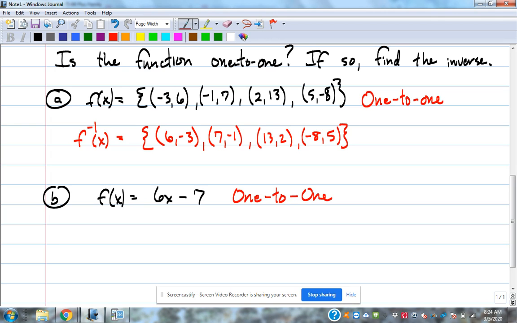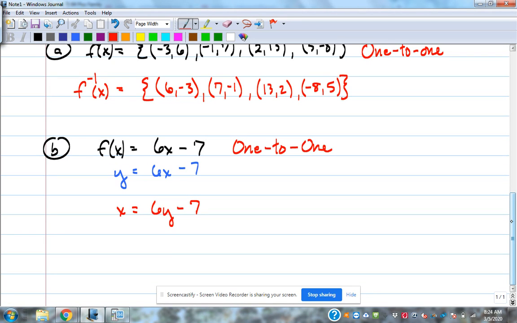Okay, so it's really easy to do. Instead of writing f of x over and over, I'm going to change that to y. So the original problem is y equals 6x minus 7. What do inverse functions do? Swap x and y. So we're going to swap x and y in the problem, and then we're going to resolve it for y. So the first step would be add 7. So x plus 7 is equal to 6y.